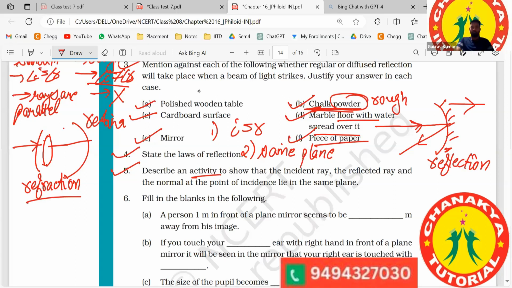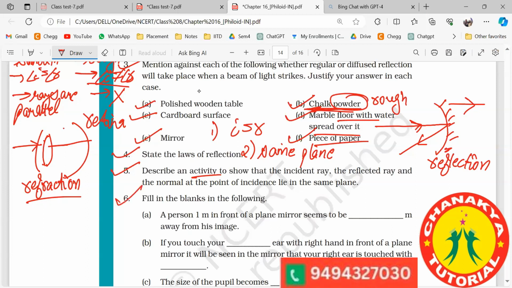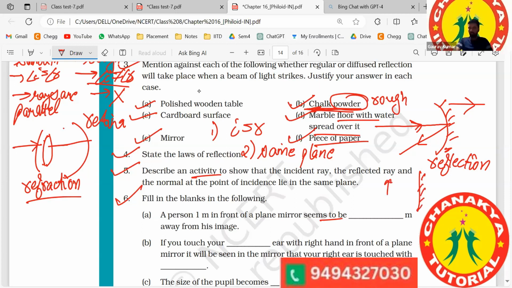Okay. Now the sixth one: a person stands 1 meter in front of a plane mirror. He seems to be how many meters away from his image? Sir, 2 meters. It is asking the distance from mirror to image, 1 meter. So 1 meter plus 1 meter is 2 meters. Yes, correct. If the person is 1 meter in front of the mirror, the image is also 1 meter behind it, and it is asking the distance between the image and the object. So it will be 2 meters.